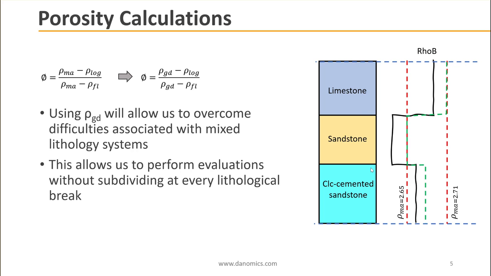Or imagine this calcite cemented sandstone was variably cemented. Then you're going to have to use a different matrix density at every depth step. And so that's why we go from using a rho matrix to a rho grain density in this equation, because that rho grain density we're going to calculate at every depth step. And this allows us to perform our evaluation without subdividing at every lithological break.